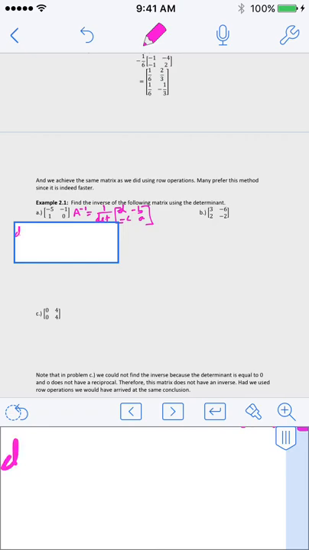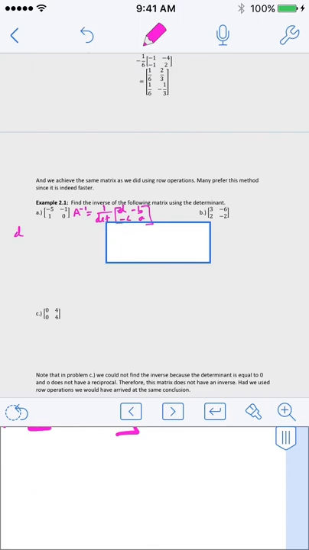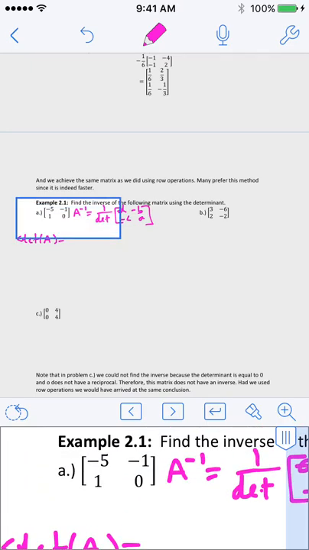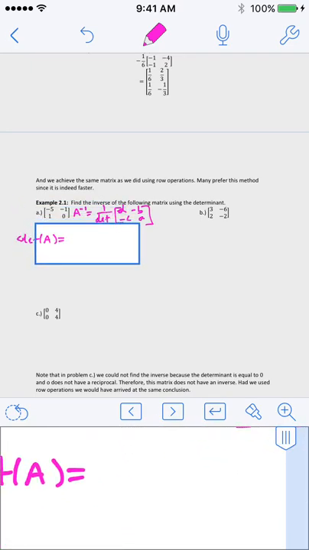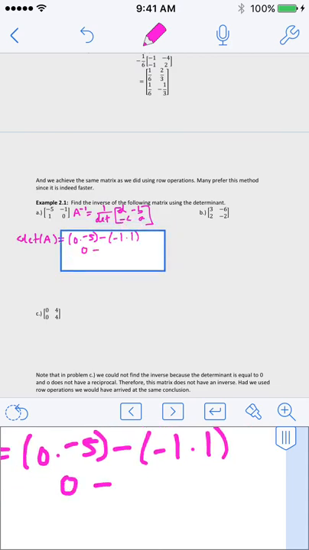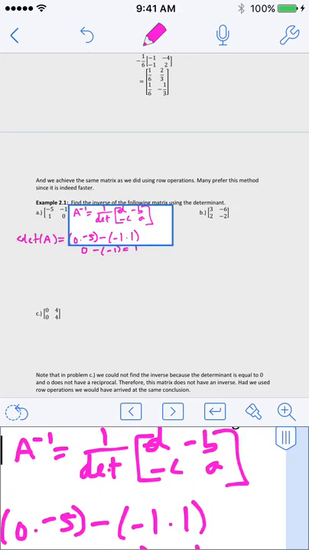Okay, what is the determinant of A here? Well, remember, determinant means diagonals, so we're just going to take those diagonals, multiply them, and then subtract them. So we've got 0 times negative 5 minus negative 1 times positive 1. So we get 0 minus a negative 1, or 1. We end up with 1 as our determinant.